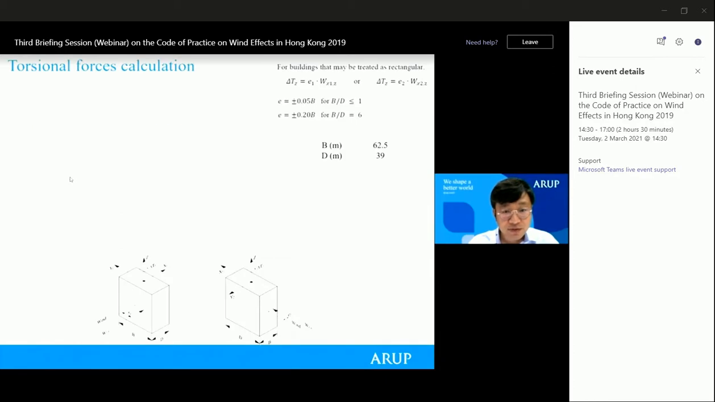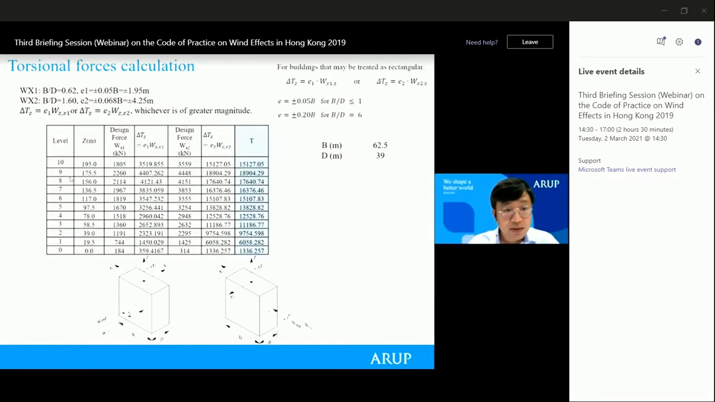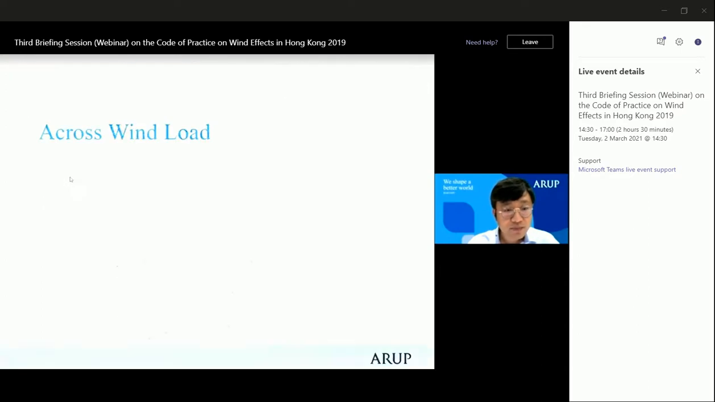For the torsional force calculation, which is the same as the last time, for the two directions, the eccentricity is about 0.05 for x1 and 0.068 for the x2 direction. Then the torsional force is picked up as the bigger one of the two orthogonal directions, as highlighted in blue.